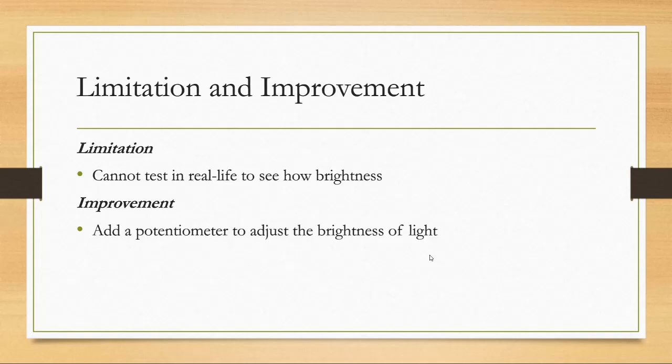So let's look at the limitation and the improvement. The limitation of this project is that I cannot test it in real life to see how bright it needs to be to light the whole room and the whole house, so I cannot add more extra functions. And as an improvement, I can add a potentiometer to adjust the brightness at night.